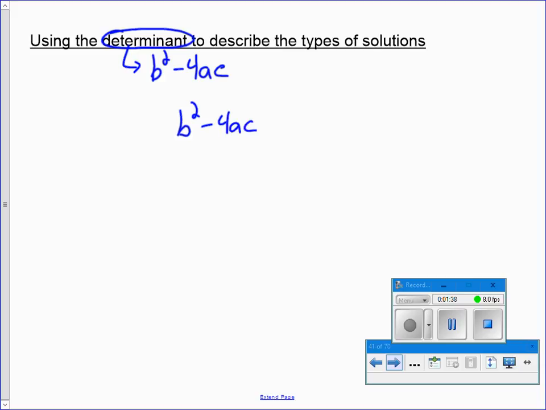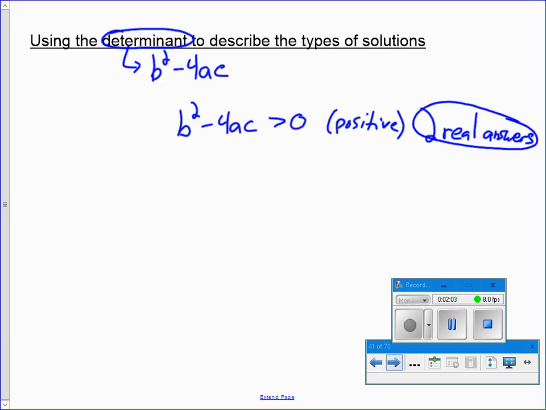First case is that it's positive. This is a positive number. All positive numbers have two square roots. They have a positive and a negative square root. Since this number would have two square roots, that would give us two real answers. So that's the first case.